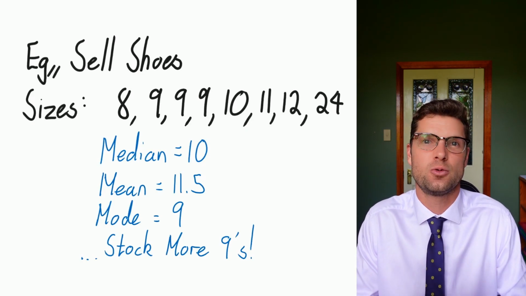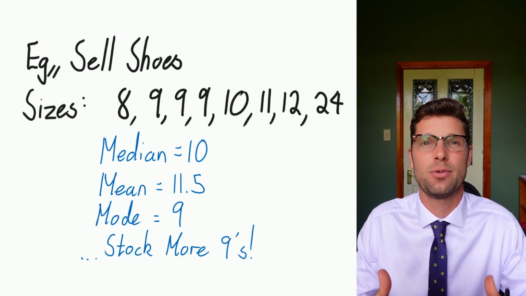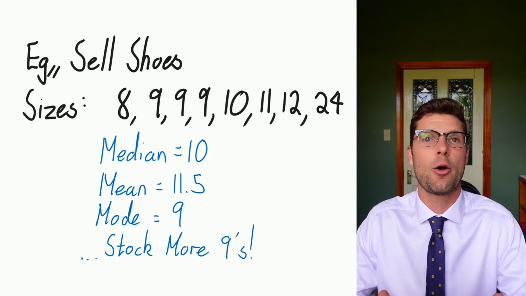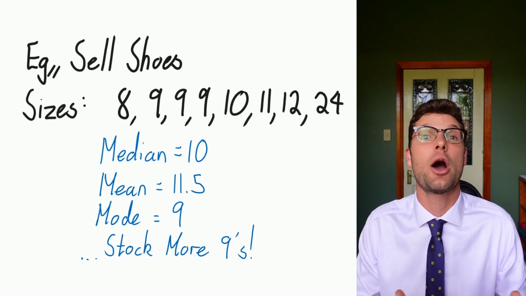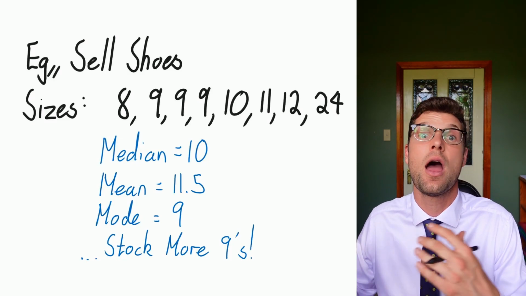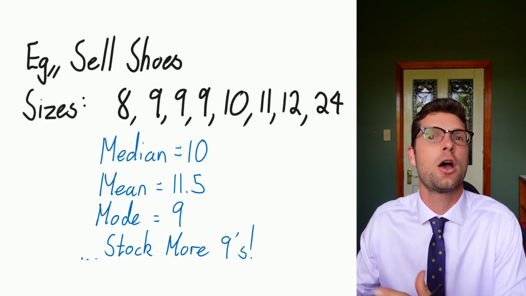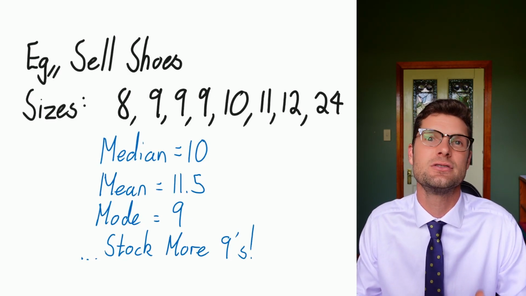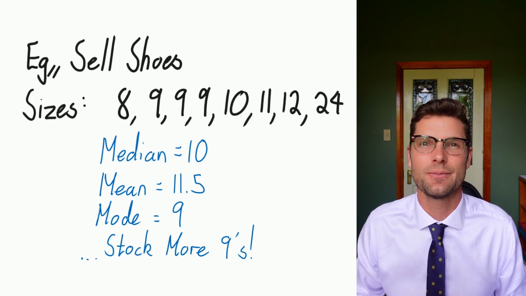So the mode is really important because it tells you what people are buying. So when you go out and buy stock, you're going to go, oh, well, most people have been buying size 9 shoes. We need to make sure we've got enough of those in order to meet the demand.